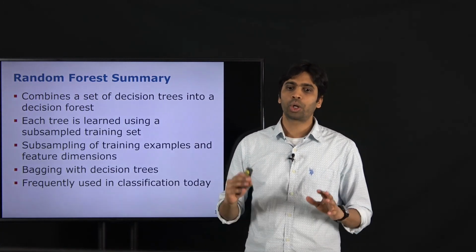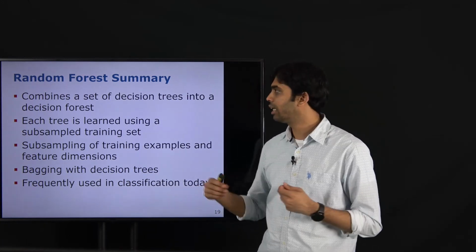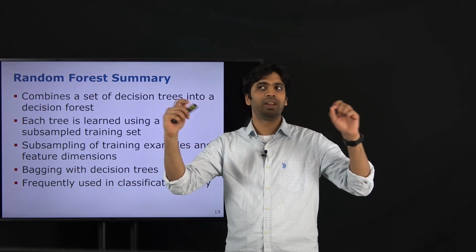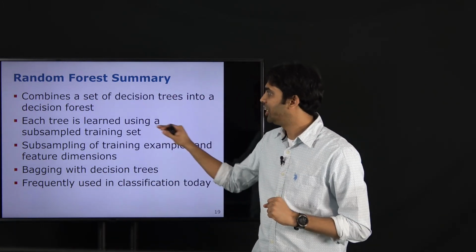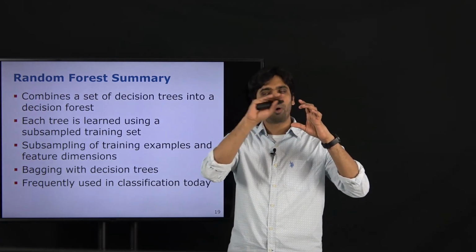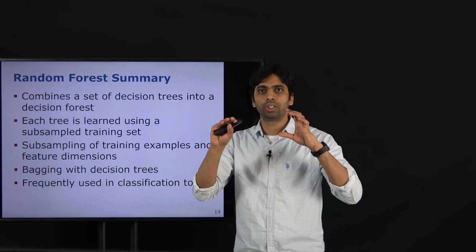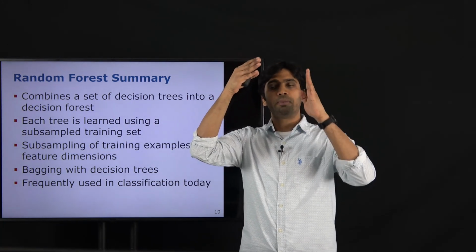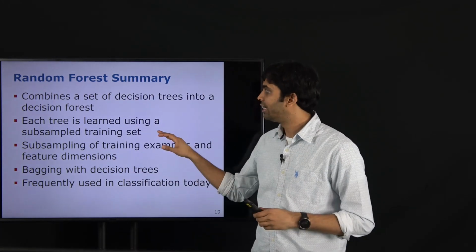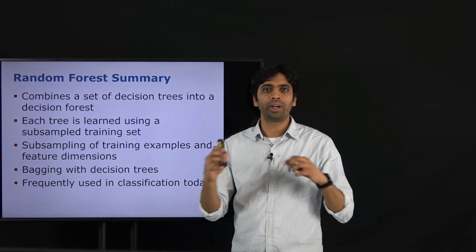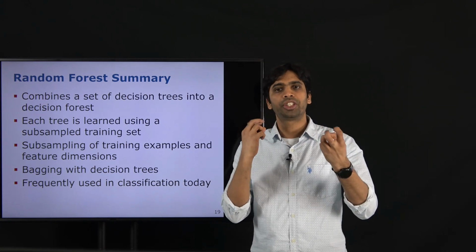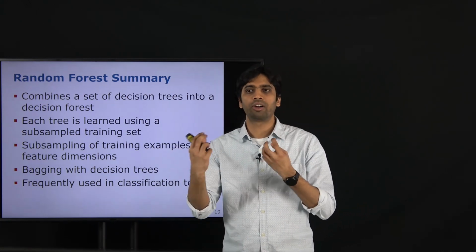Right? So a quick summary before we move to boosting. In random forest, we combine a bunch of decision trees to make a decision forest, and each tree is learned on a subsample data set, where this subsampling occurs both in terms of the number of examples you use and also the properties of each feature that you use to train that particular example. The whole idea of doing this is to avoid overfitting and to figure out those sets of classifiers which use different parts of the feature vector.